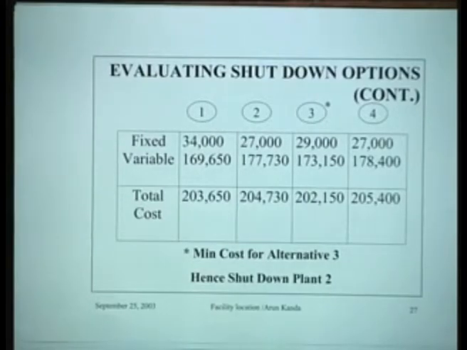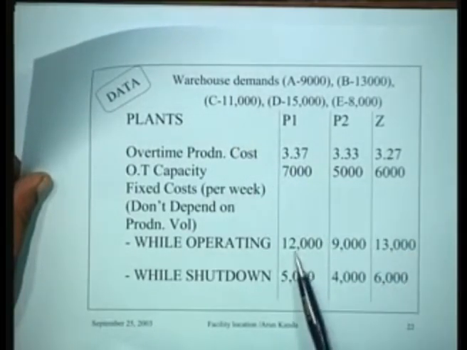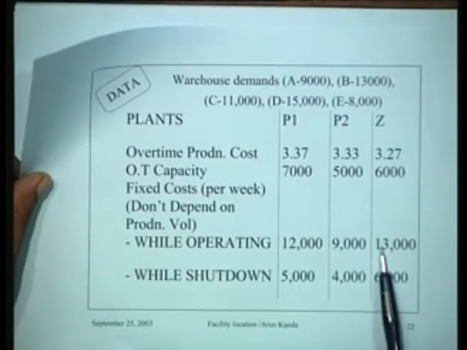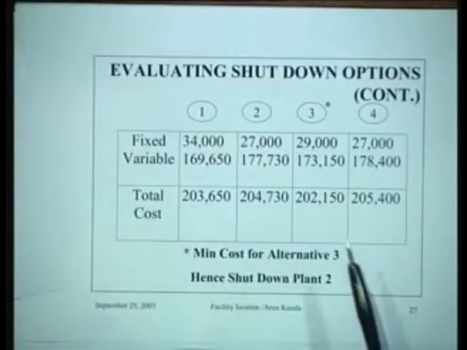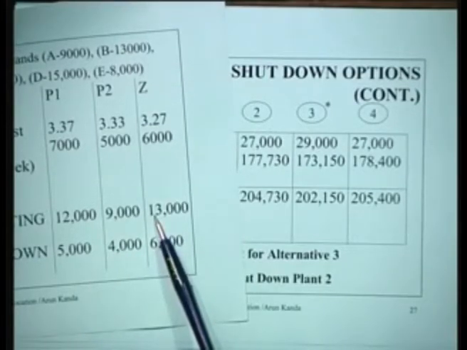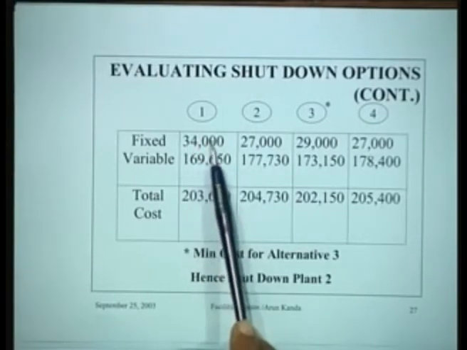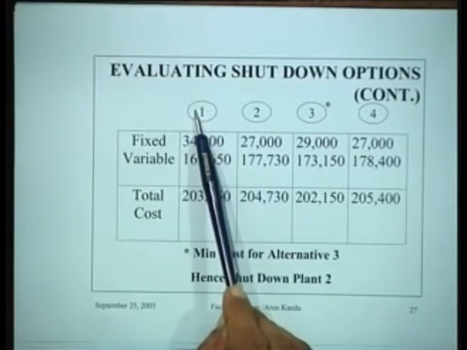I think it's important to realize here how we make use of the fixed costs at this stage. You see, in the first option, what is happening? No plant is being shut down, and when you have no plant being shut down, it means all the plants are operating. So the fixed cost is going to be 12 plus 9 plus 13. How much is that? It will be 12 plus 9, 21, plus 13, 34, and this is the cost, 34 here, which appears, right? So 34,000 is the fixed cost associated with this option.